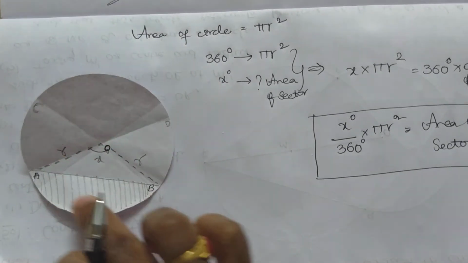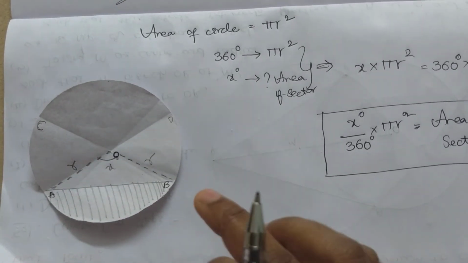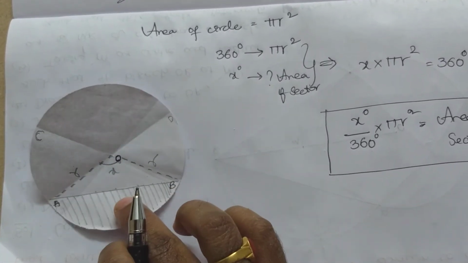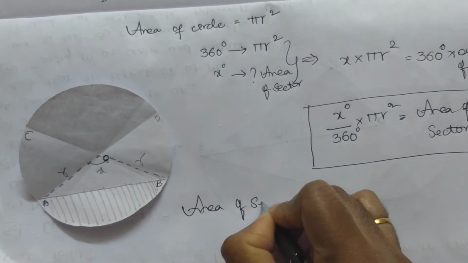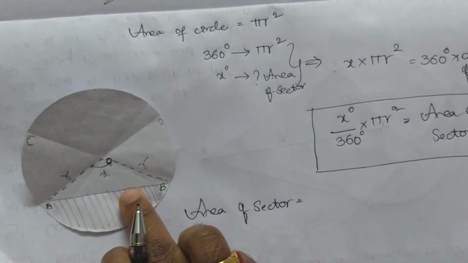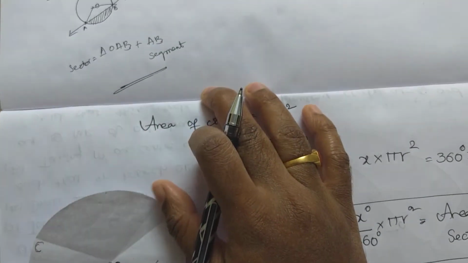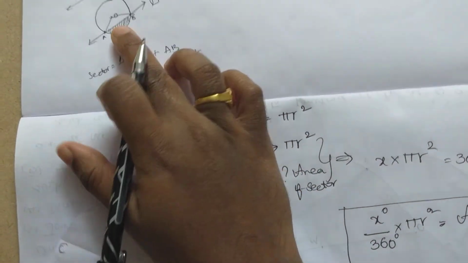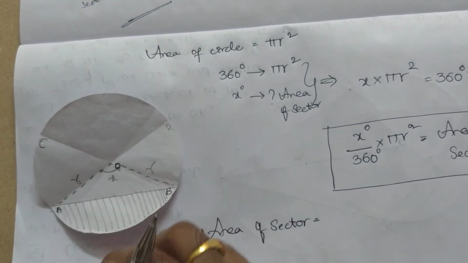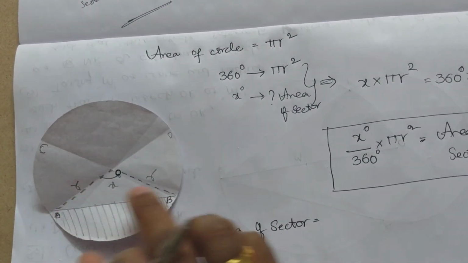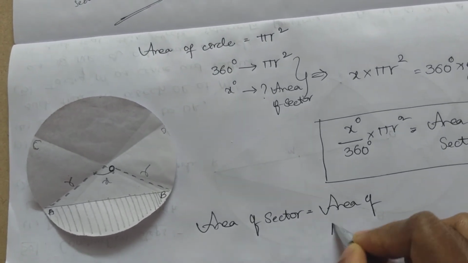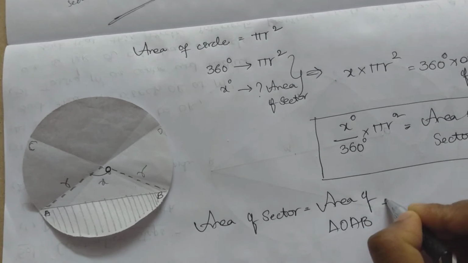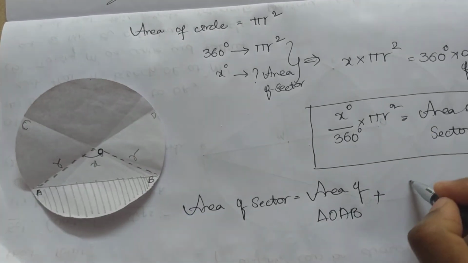When you see here, this entire area we got, but we want only the area of the segment. So in the next step, what can we write? Area of sector equals, what does the sector comprise of? I told you in the starting, right? It comprises of triangle plus segment. So what does it become? It becomes area of sector equals area of triangle OAB plus area of segment AB.